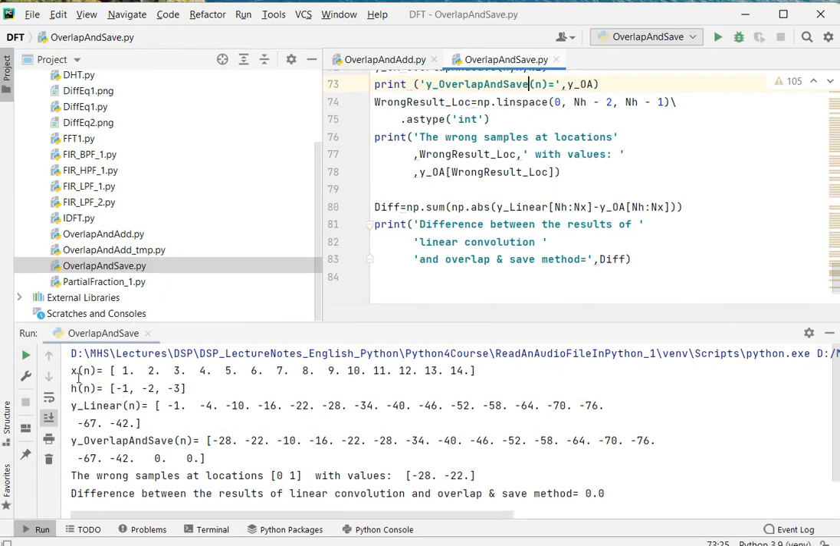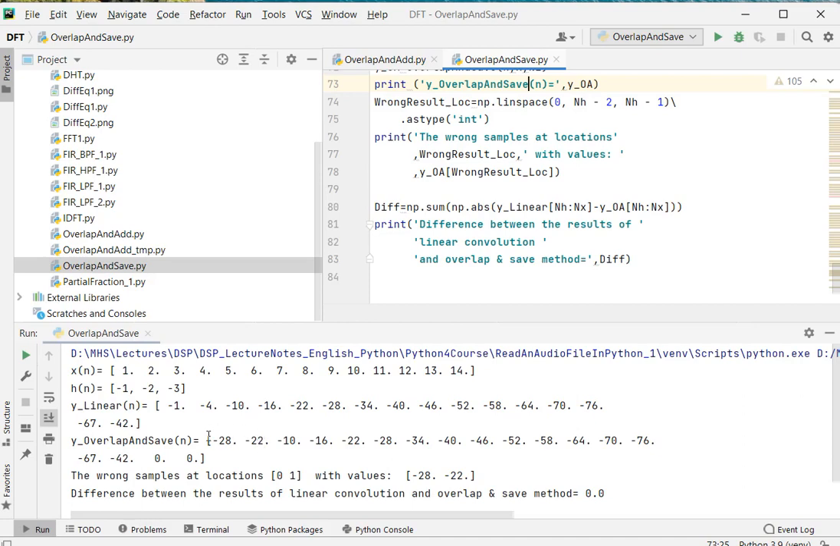Now you see the results. X of n is a data string from 1 up to 14. H of n is 1, -1, -2, -3. Y linear will be -1, -4, -10, up to -76, -67, -42. And the result for overlap and save will be -28, -22.